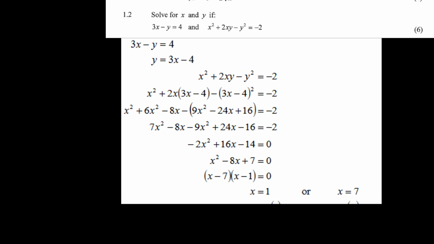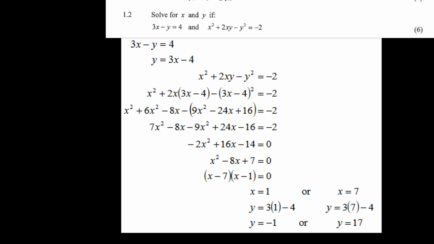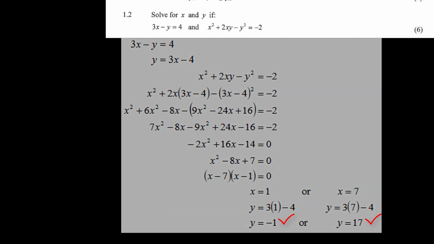Now you can apply this back into the first equation, and y is equal to 3 times 1 minus 4, which is minus 1, or y equals 3 times 7 minus 4, y equals 17.